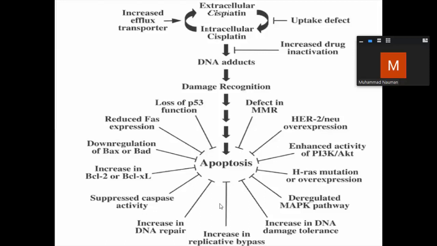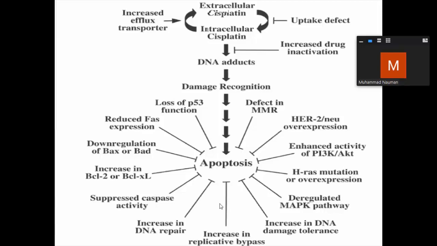Like loss of p53, defect in MMR, mismatch repair. Number two, overexpression of certain genes, and if there is an increase in DNA repair, there will be the resistance to the chemotherapy. If the caspases are not activated, there will be the resistance. They will inhibit this apoptosis mechanism, and the neoplastic event will continue to grow. And if there is increased BCL2 anti-apoptotic gene, it will inhibit the apoptosis. Downregulation of pro-apoptotic BAX or BAD protein will also inhibit it. So this is the combined picture to show all the inhibiting factors, and if these inhibiting factors are not present, they are the promoters.